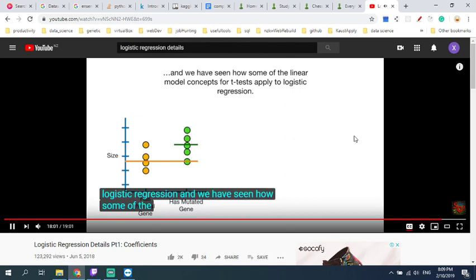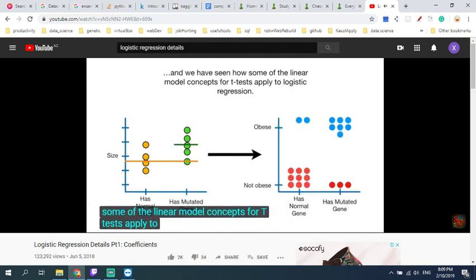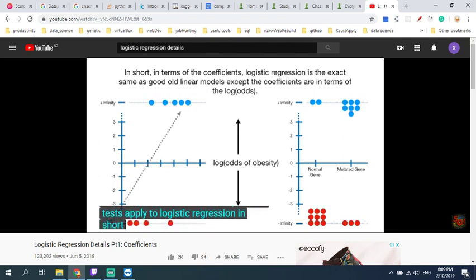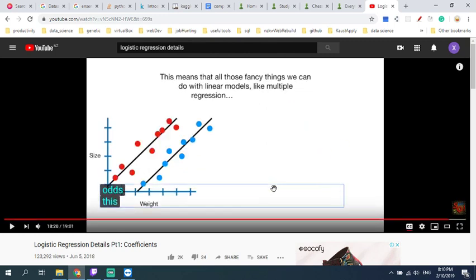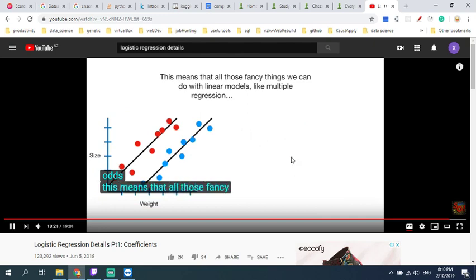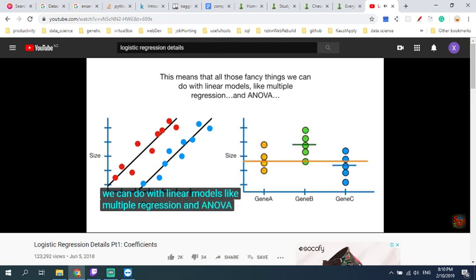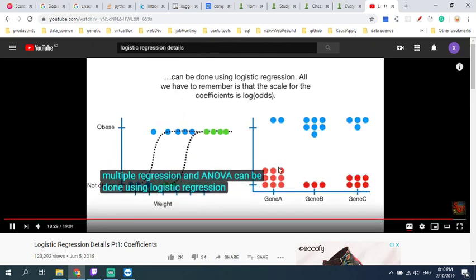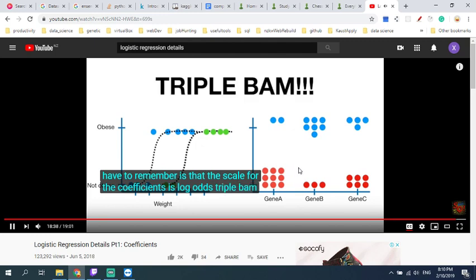Now we have seen how some of the linear model concepts for regression apply to logistic regression. And we have seen how some of the linear model concepts for t-tests apply to logistic regression. In short, in terms of the coefficients, logistic regression is the exact same as good old linear models, except the coefficients are in terms of the log odds. This means that all those fancy things we can do with linear models, like multiple regression and ANOVA, can be done using logistic regression. All we have to remember is that the scale for the coefficients is log odds. Triple bam!